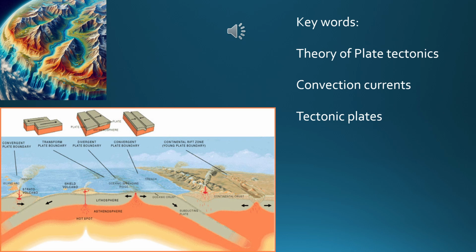A convection current is a transfer of thermal energy, heat energy, by the motion of fluid, and this is what causes the movement of our plates due to the movement of the hot molten rock below it. And a tectonic plate is a large section of crust that moves, and for example, some places like Iceland lie on two different tectonic plates.